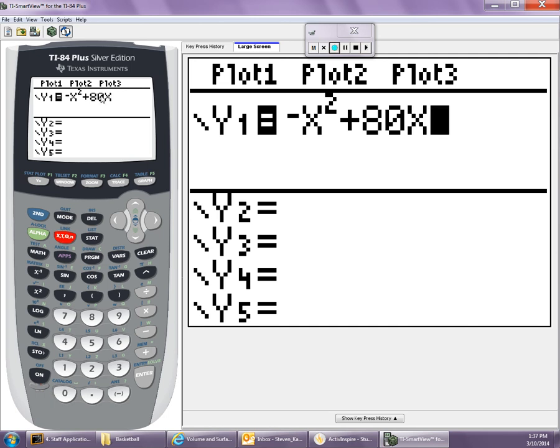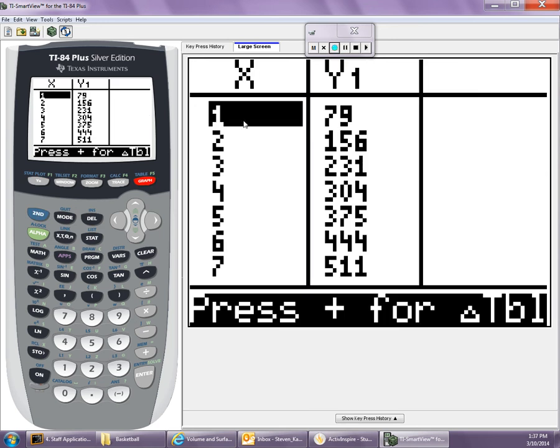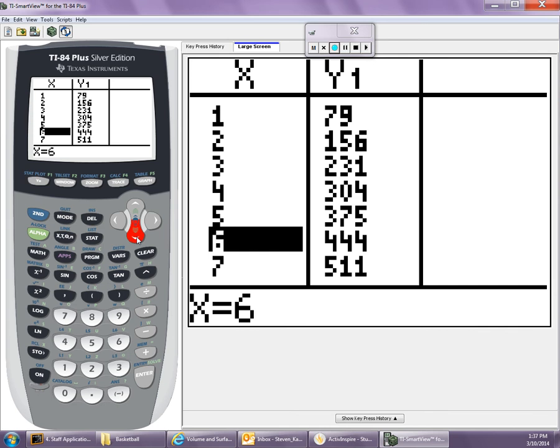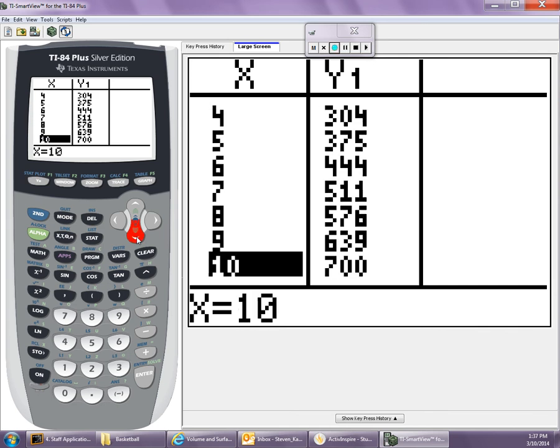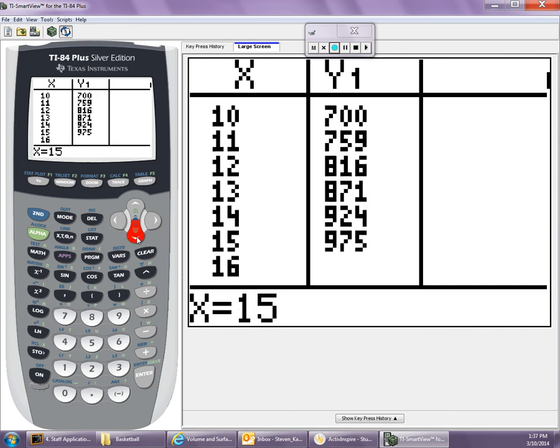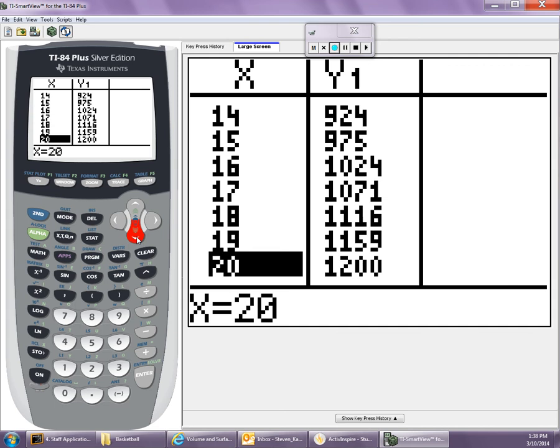Now you really don't even have to see your parabola. If I go to my table, I can see all the different widths that we can have, and what the area would be. And I can see like when the width is 7, the area is 511. And if I go down, I can see that the area is going up. It's going up all the way into the thousands.